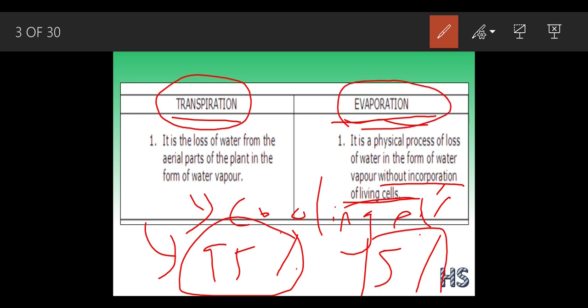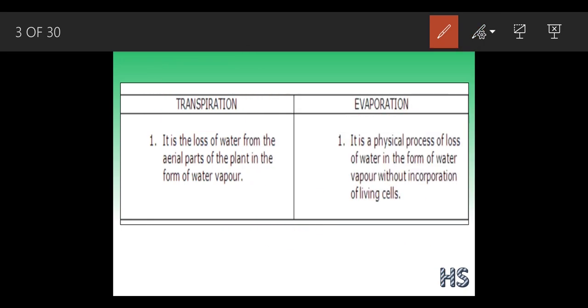Transpiration is a slow process. Plants lose the water slowly. Why do plants lose water slowly? Because if the plants lose water fast, the plants will get wilted. Evaporation is a fast process. Now we are going to move to the next slide.